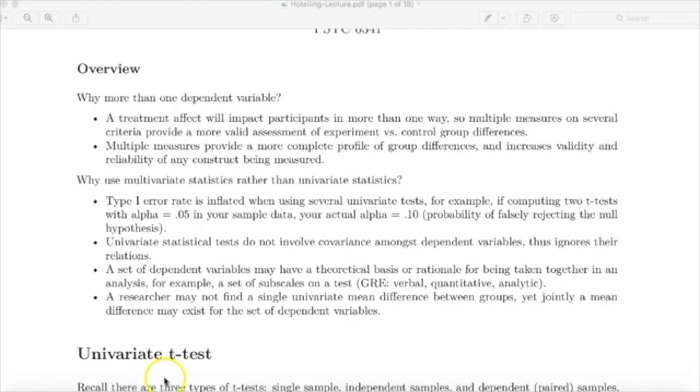So here I have an example for the GRE. There's a reason why you would have all of those three as dependent variables. I mean, they're from the same test, they were taken at the same time. Even though they're essentially different and they might be assessing different things, there's a relationship between them.